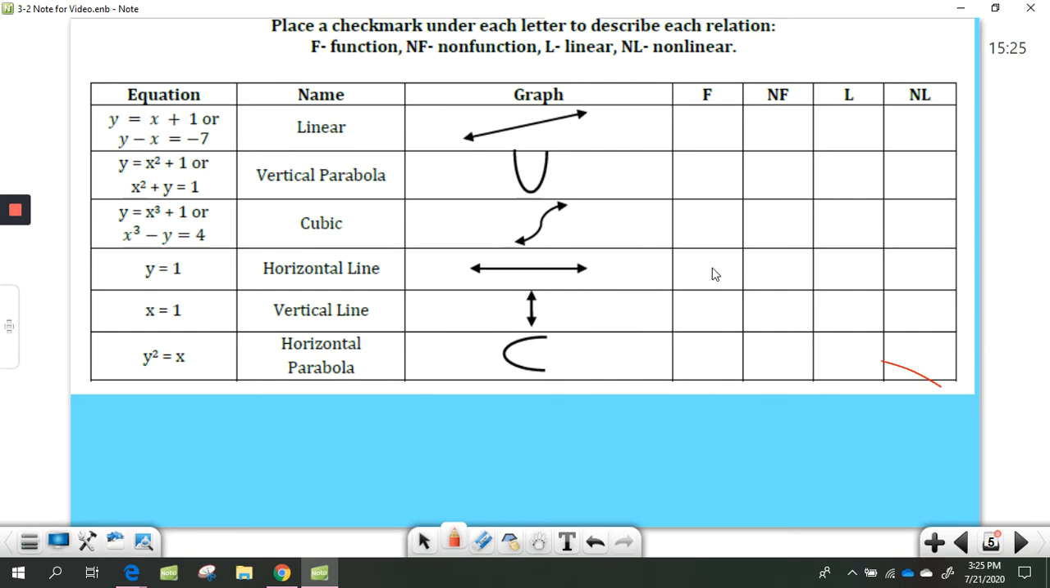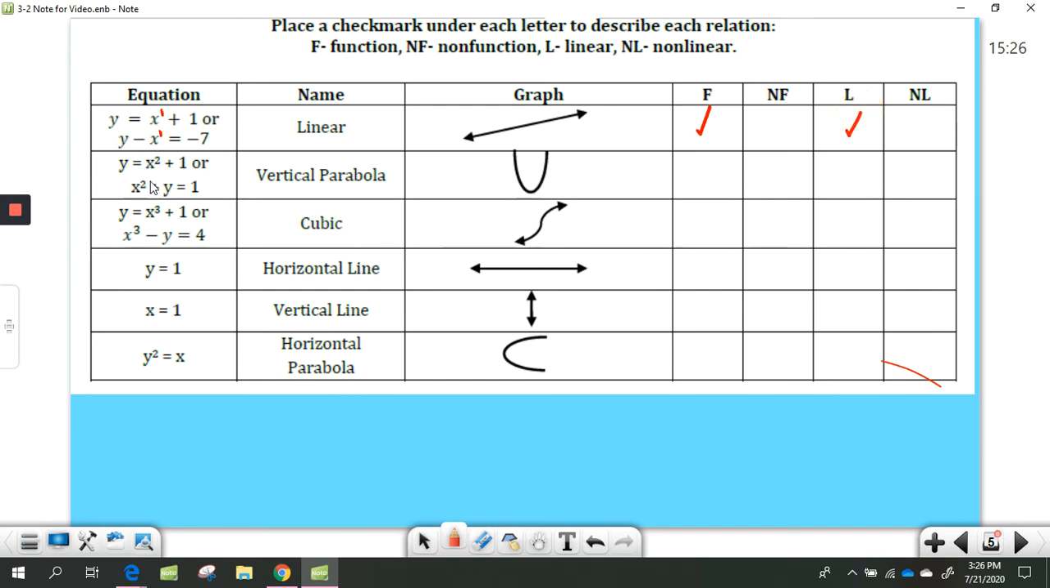All right, let's go through this table here. This will help you as you run through the questions that follow it. These are examples of linear equations. This one is in slope-intercept form, and this one is not in slope-intercept form. Notice there's still an understood 1 on that x. So that is a function, and it is linear.